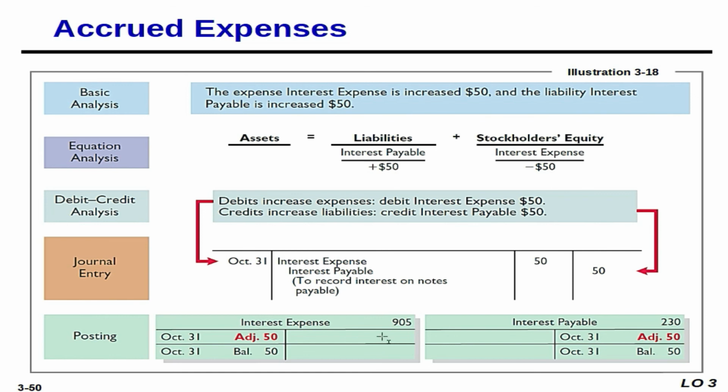So that's one type of accrued expenses. Other accrued expenses, a popular one. This notes payable might be one of the most difficult ones, because you've got to work with interest.